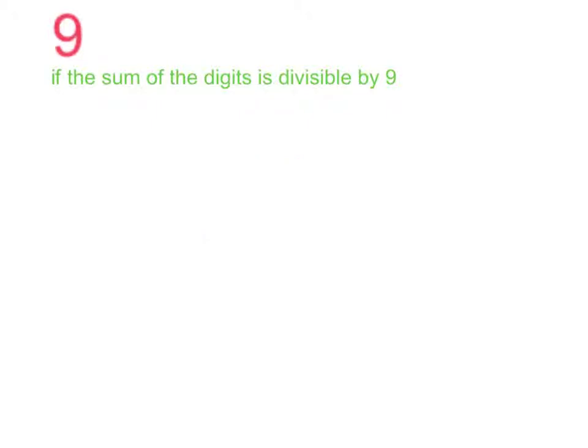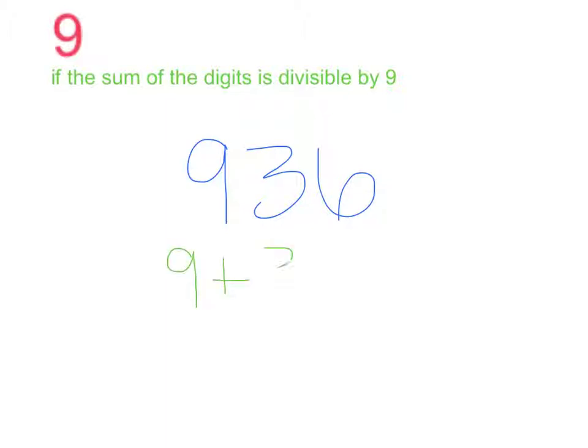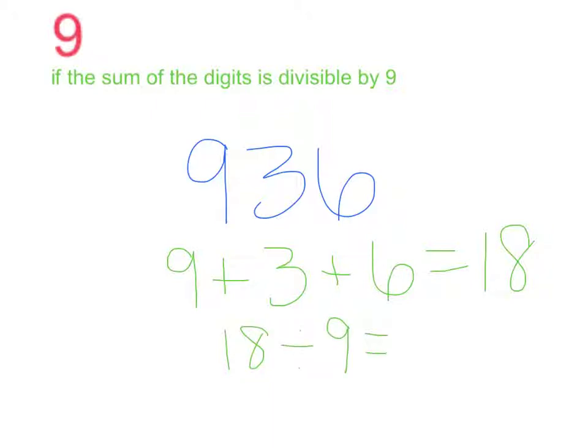Let's try another example. If our number is 936, is it divisible by 9? Well, first we have to add all the digits together. So 9 plus 3 plus 6 equals 18. Is 18 divisible by 9? Well, let's find out. 18 divided by 9 equals 2. So yes, 936 is divisible by 9.